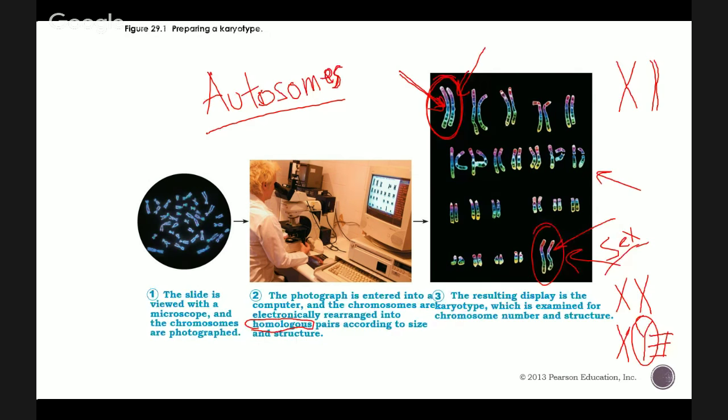All right. So anyway, here we go. We got the autosomes. We got 23 pairs of chromosomes. 22 are the autosomes. The 23rd pair are the sex chromosomes. Now, the genetic information that's found on these chromosomes are called alleles.